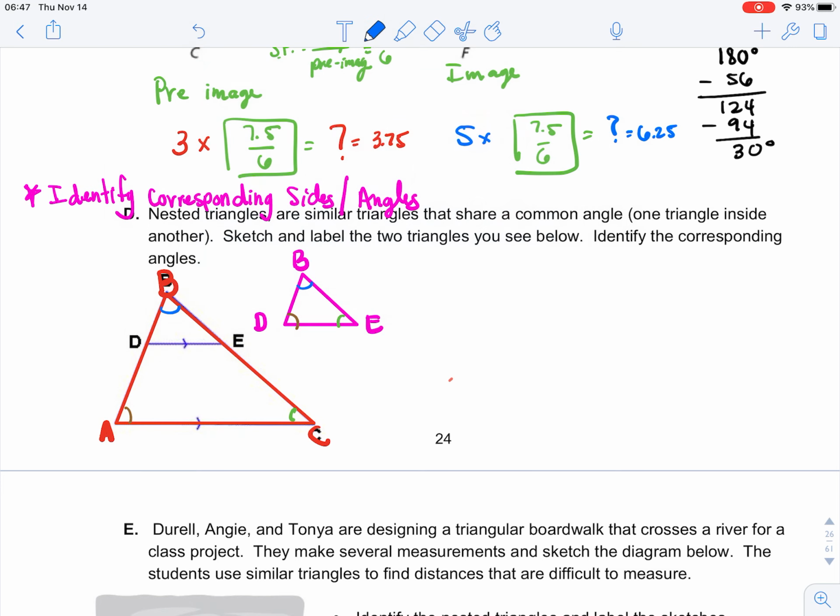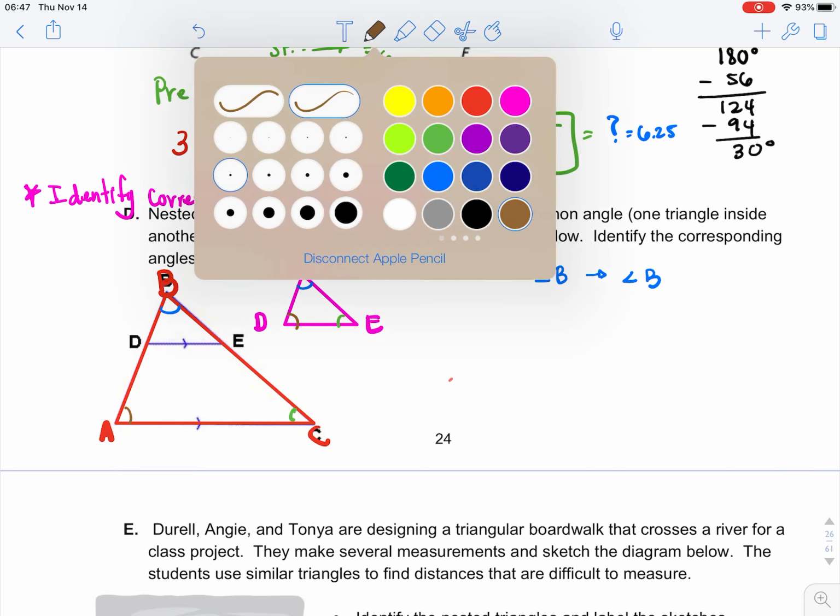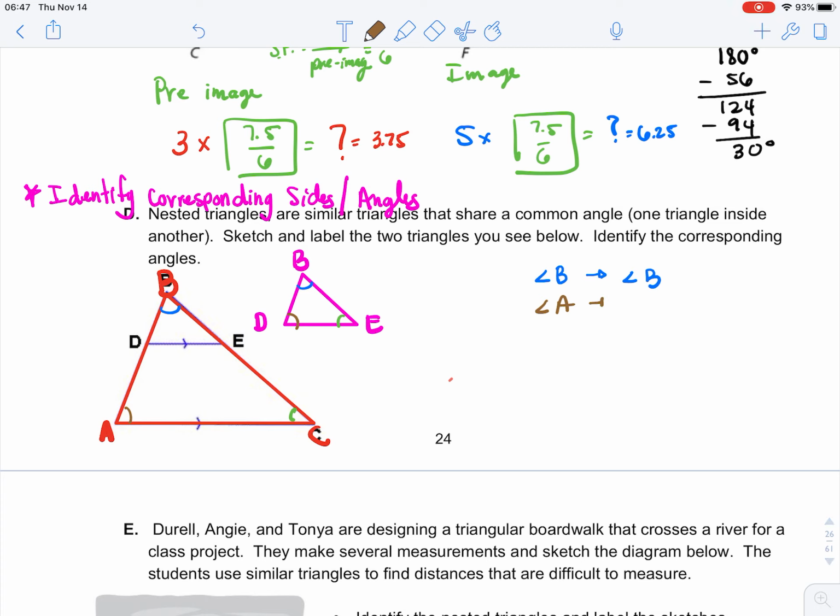So let's identify those. We know that angle B corresponds to angle B, which we just did. We know that angle A corresponds to angle D. Both of those are brown. And in green, we know that E and C match. Angle E corresponds to angle C.